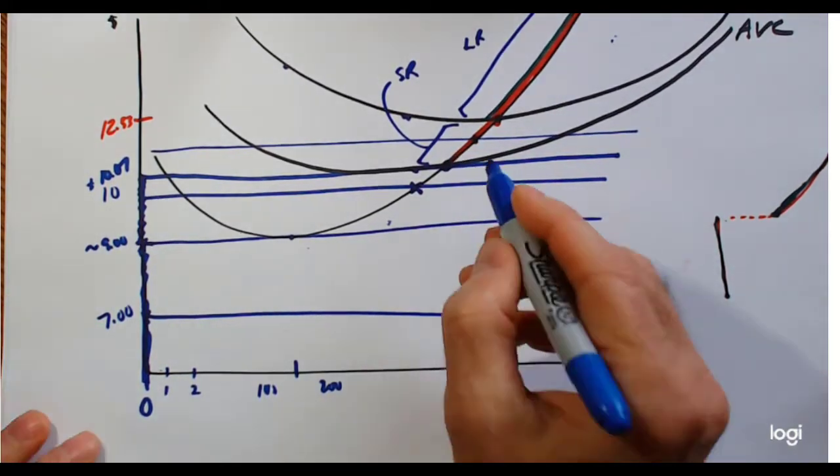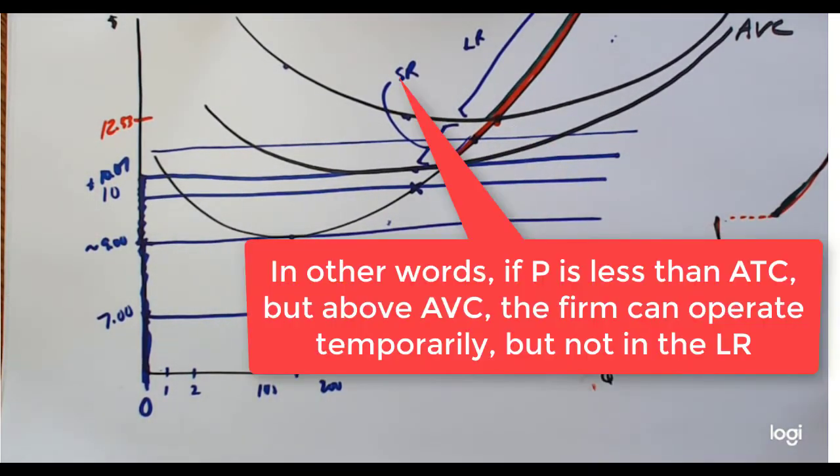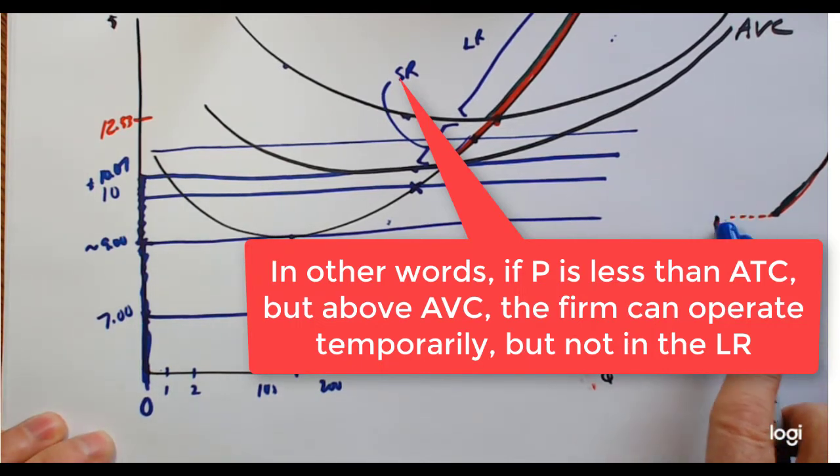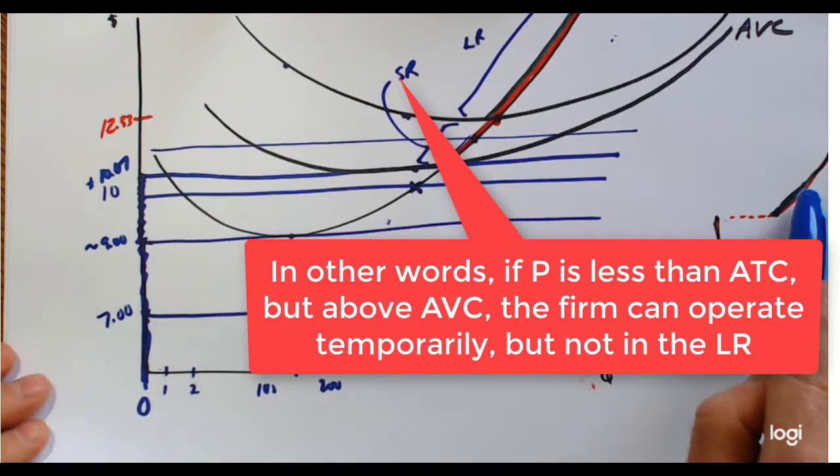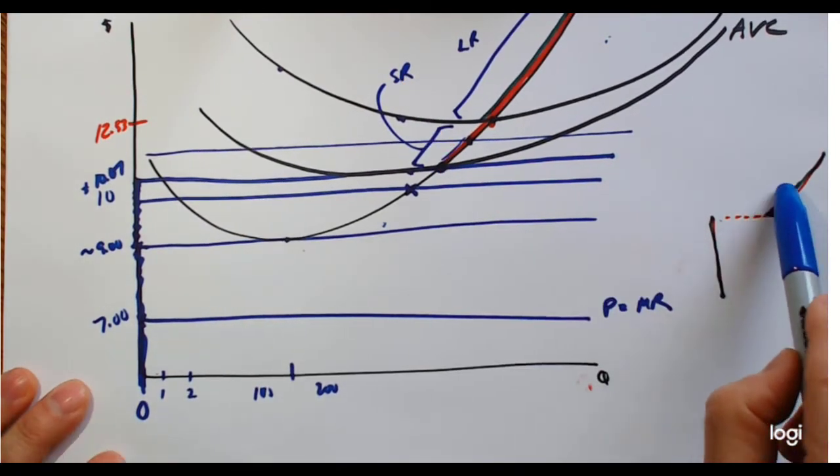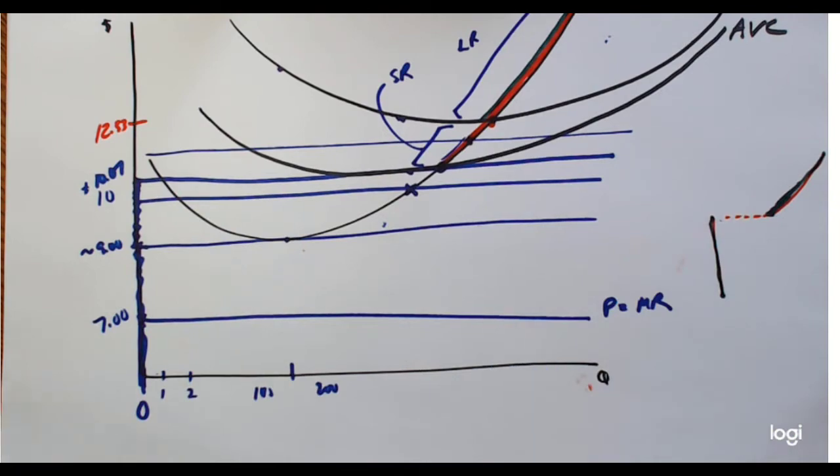And in the long run, you could not operate here because in the long run, if you're not covering your fixed costs, you're in trouble. So therefore, the supply curve is kind of this weird shape, and it depends on how far you go up, depends on whether you're in your short run or in the long run.